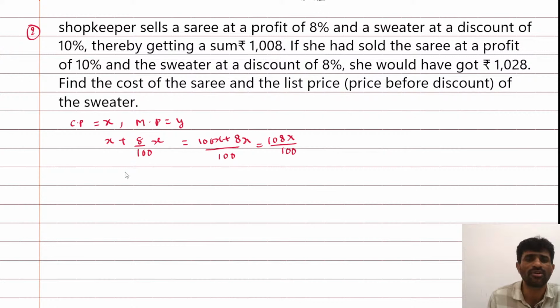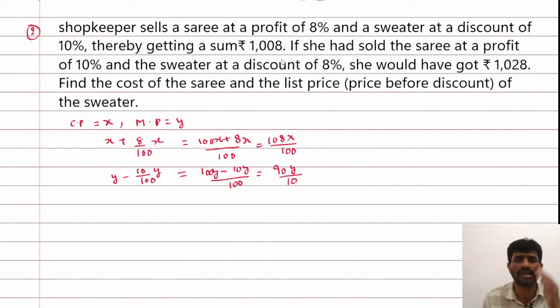And the next one, discount is also given. When it is discount, it should be subtracted: y minus 10 by 100 into y. So here what is this amount? It will become 100y minus 10y by 100. So what it is? 90y by 100.